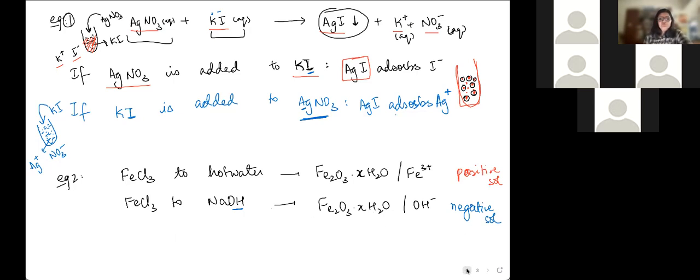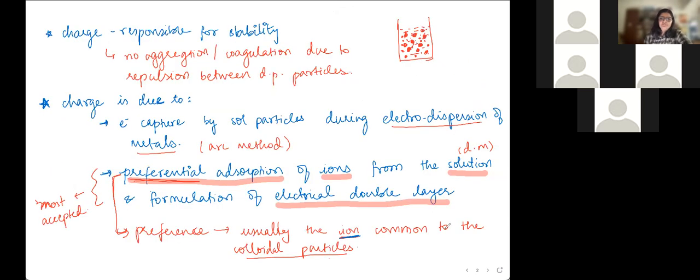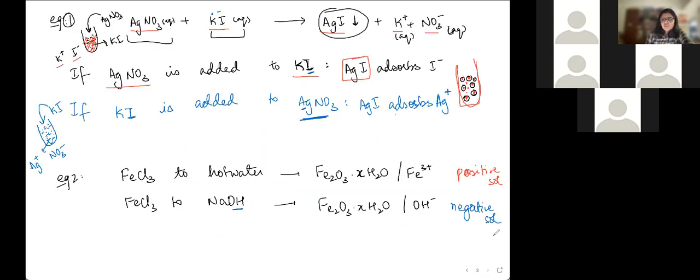Now let's come to the next part of the statement. Preferential adsorption, it's picking the ions from the solution surrounding it, whatever the solution is. Now, what is this electrical double layer that we speak of? What is happening? Adsorption is happening like this.